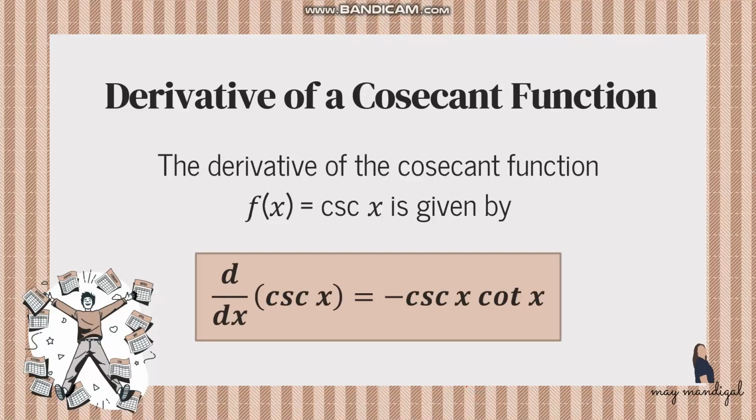And lastly, for the cosecant function, its derivative is negative cosecant of x times cotangent of x. So again, as you can see, it's a negative as well. So if the function is cosine, cotangent, cosecant, its derivative is negative. So for cosecant of x, its derivative is negative cosecant of x times cotangent of x.